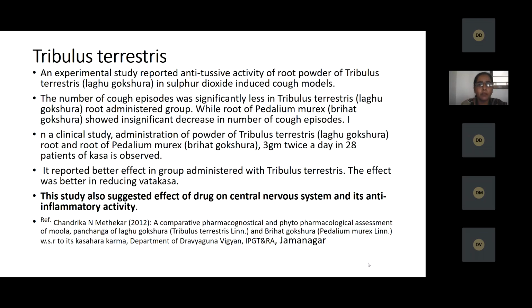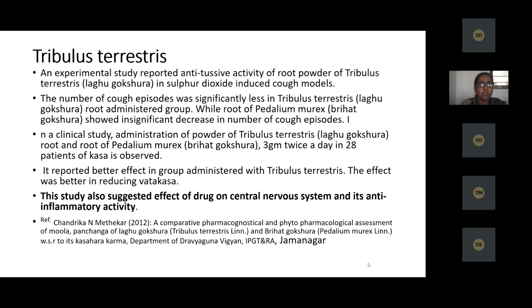The number of cough episodes was significantly less in the Laghu Gokshura root administered group, while the root of Brihat Gokshura was showing a significant decrease in the number of cough episodes. The study suggests an effect of the drug on the central nervous system and its anti-inflammatory action. That means here we can say this about Gokshura also.